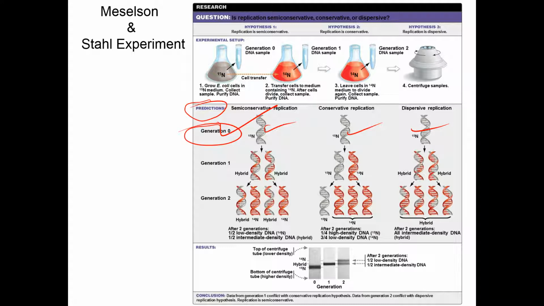Now, after two generations of DNA replication, you have a mixture. Half of the DNA in the sample is of the nitrogen-14, 15 hybrid type. The other half is nitrogen-14. So that makes sense. Here you end up with hybrid, or you end up with nitrogen-14, nitrogen-14. So the semi-conservative model checks out.